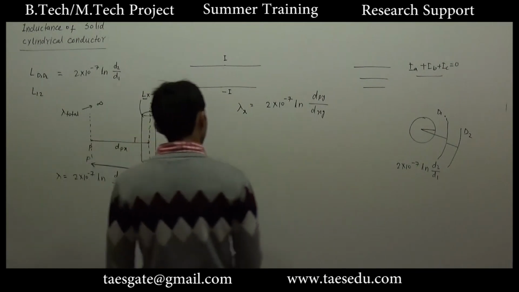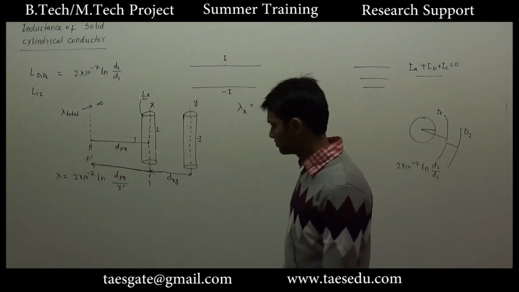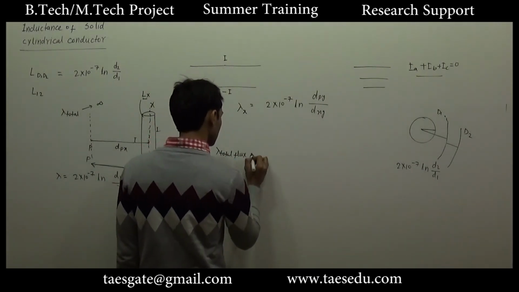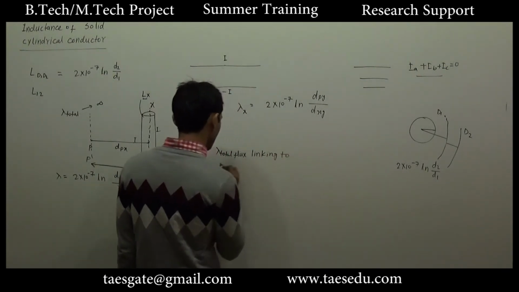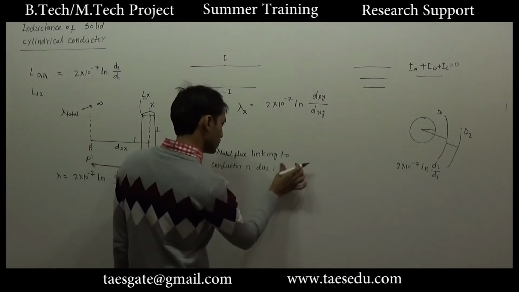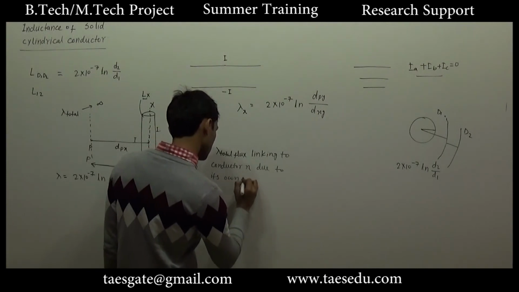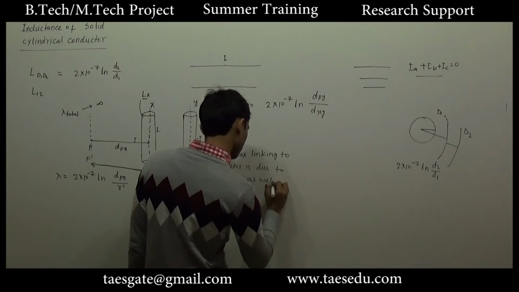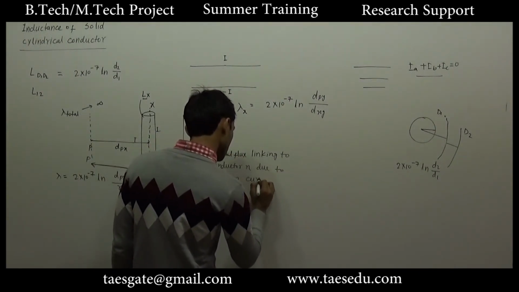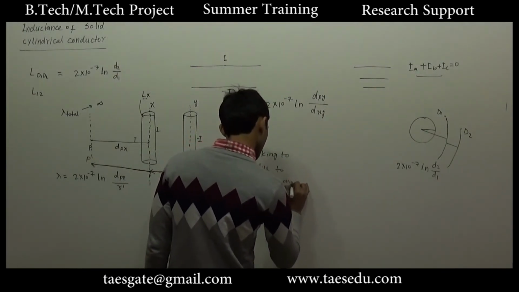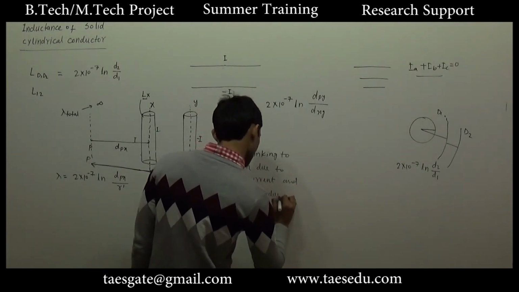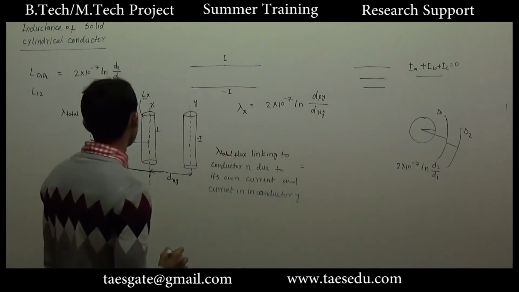Now we have only calculated the total flux linking up to point P. So what will be the total flux linking to conductor X due to its own current as well as due to its own current and current in conductor Y. So we will have to add these two parts.